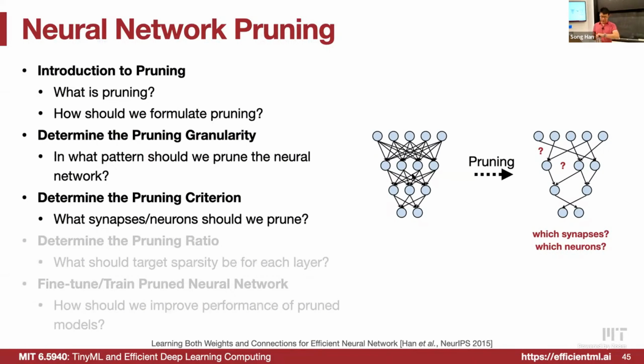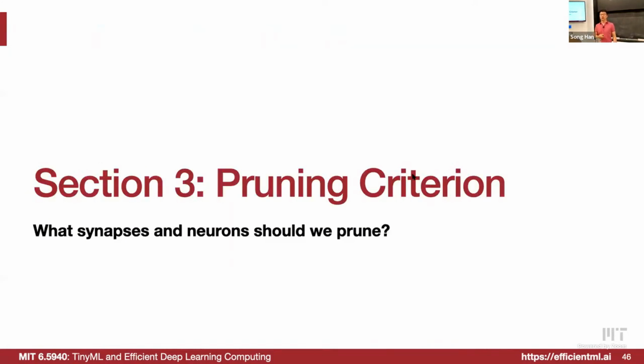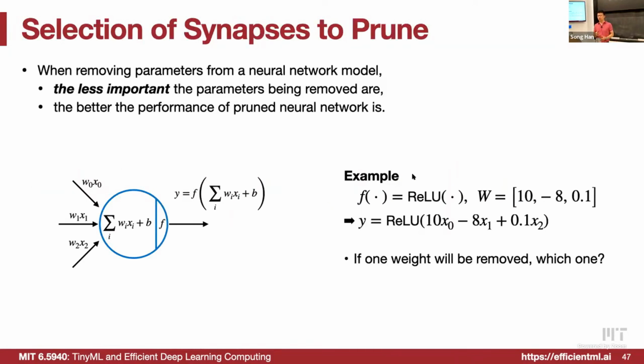All right, so let's jump into the next part: how to determine the pruning criteria. There are so many weights in a neural network. So which one do we keep? Which one do we prune away? What is the criteria for the weights, for the synapses, and for the neurons? So we are going to talk about this pruning criteria.